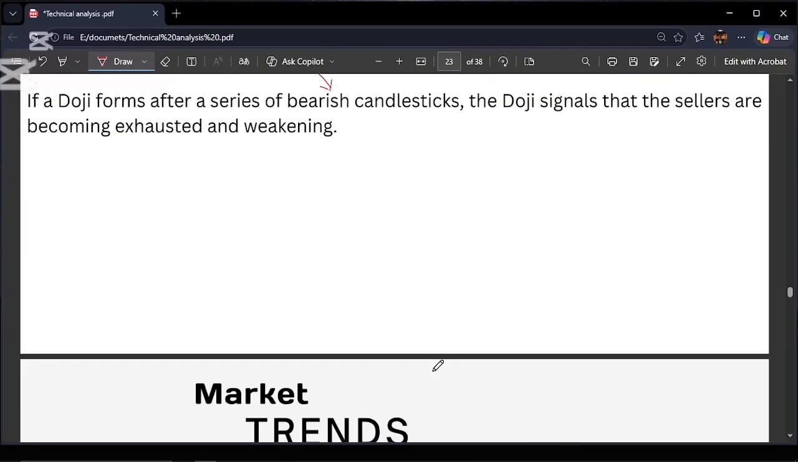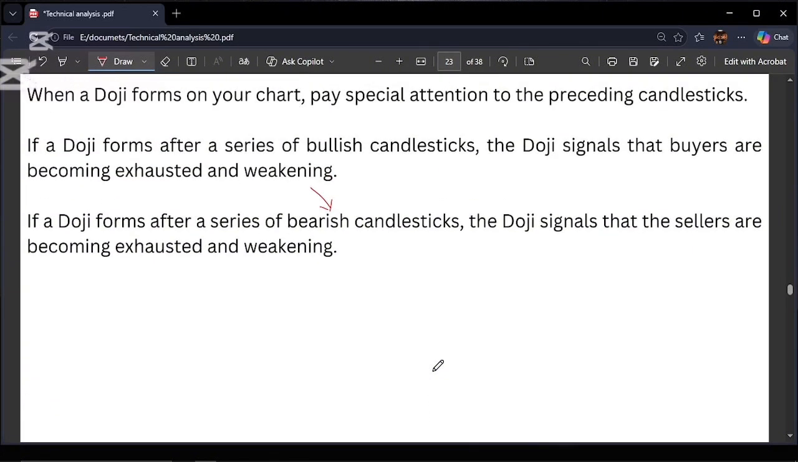So guys, let's go to the chart and see how these candlesticks are traded and how they are formed, so we get to understand them in full detail.